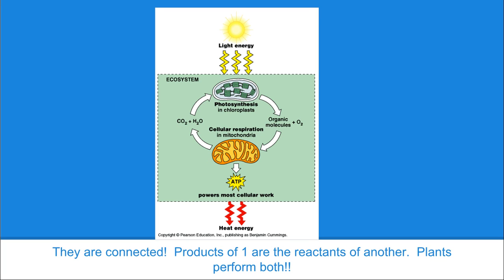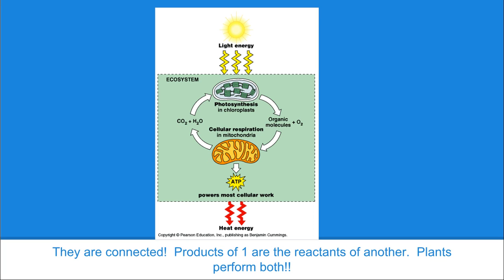Remember how I said at the very beginning of the video that they are connected? If we look here, we see how they are connected. The light energy, remember all energy comes from the sun, comes into the chloroplast, and we go through photosynthesis. Don't worry so much about the process of photosynthesis, but it's going to create sugars and oxygen, and that's what goes into cellular respiration.